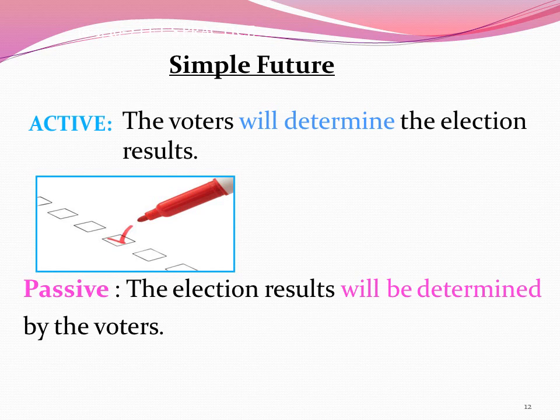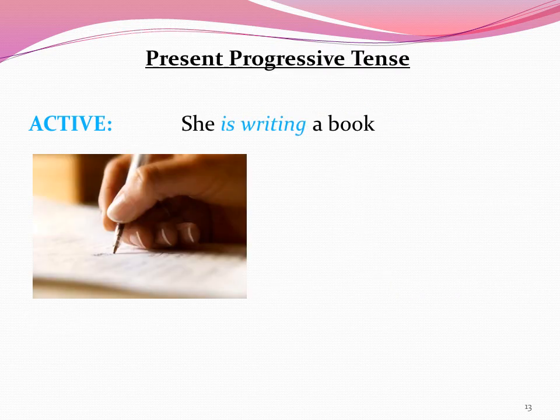Here we have another rule. We have to put will be. We insert the verb to be as is, since will is followed by the verb stem. So we put the verb to be as is, followed by the past participle. So the election results will be determined by the voters. They convey the same meaning.